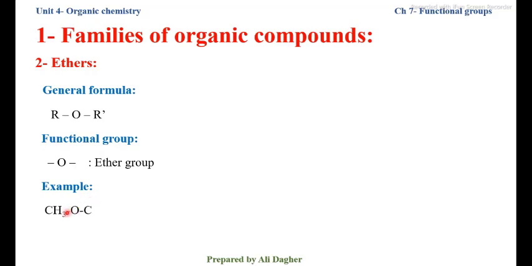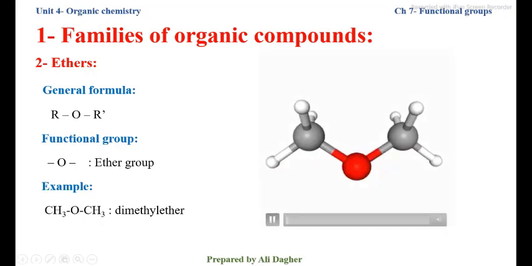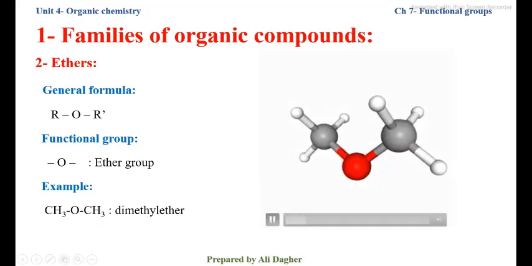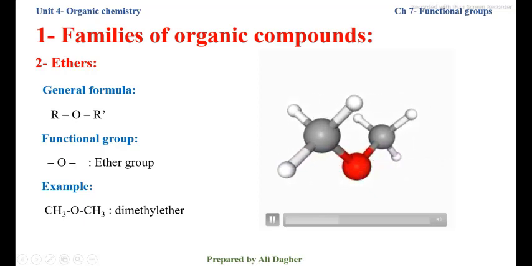Example, CH3OCH3, dimethyl ether. This is the 3D model of dimethyl ether. CH3 single bond O single bond CH3.